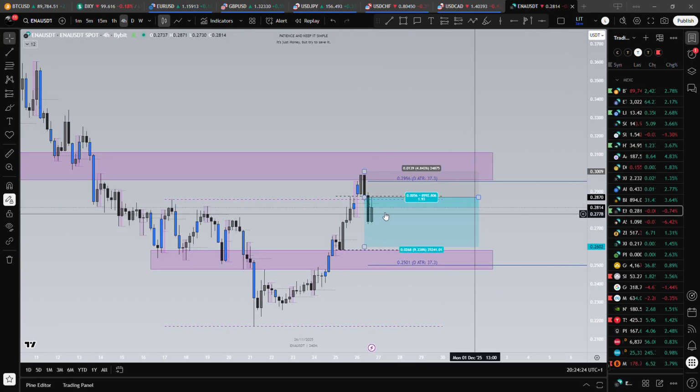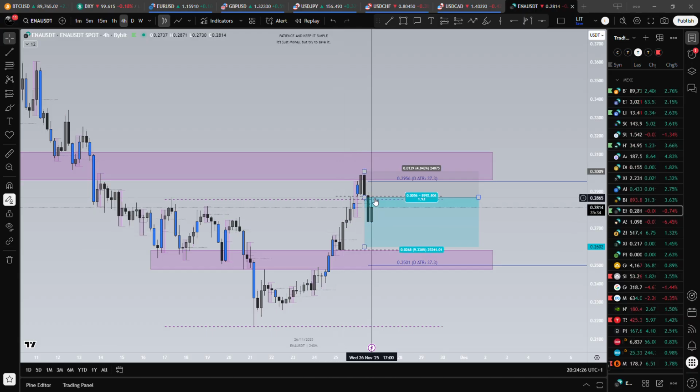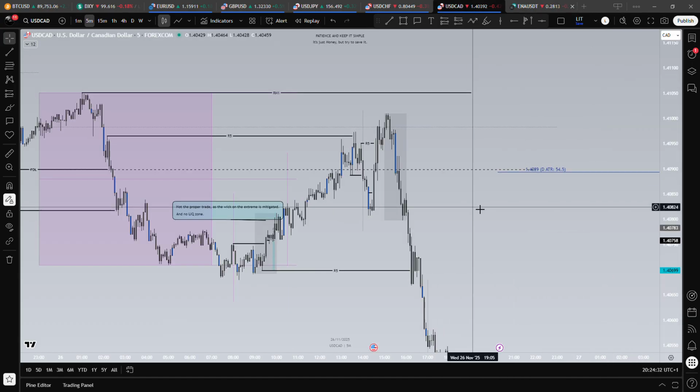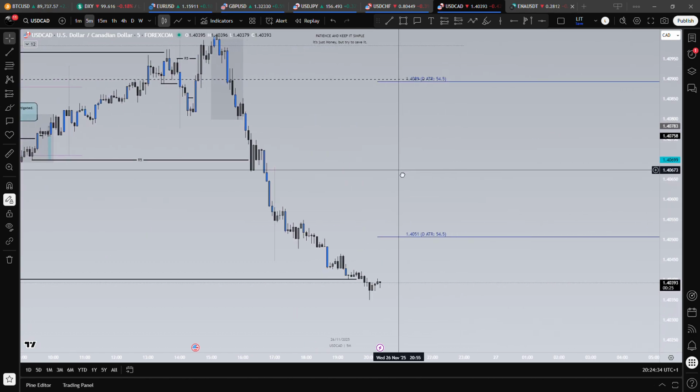Here I have this one open. I had one break even, but on the other one the break even wasn't placed, so no break even.